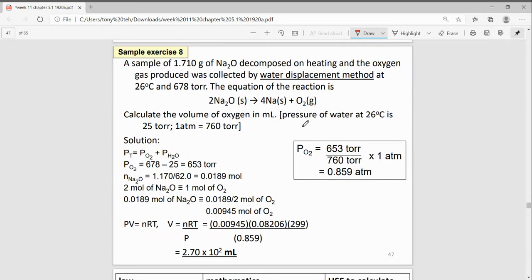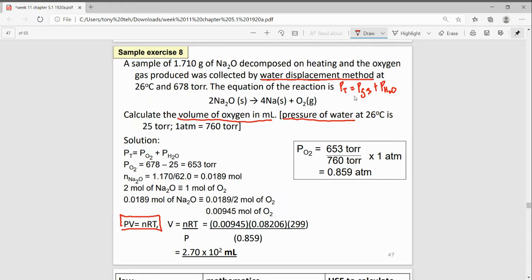Okay, now let's look at one example. You see here, it has already mentioned the water displacement method, so it hints that total pressure equals gas plus water vapor pressure. And you can see here as well, the pressure of water vapor is given. What they need us to do is calculate the volume of oxygen in milliliters. So same thing, use PV = nRT.